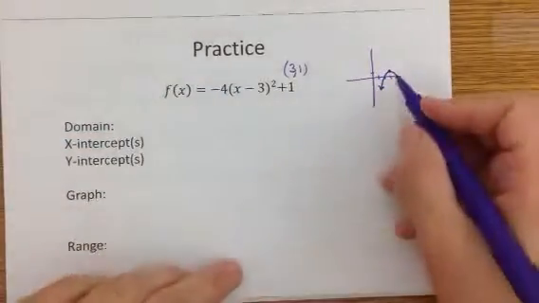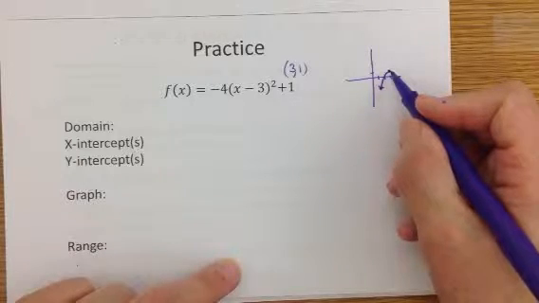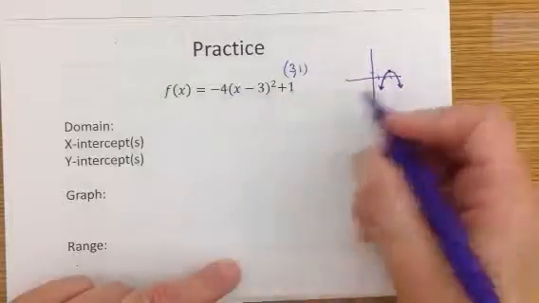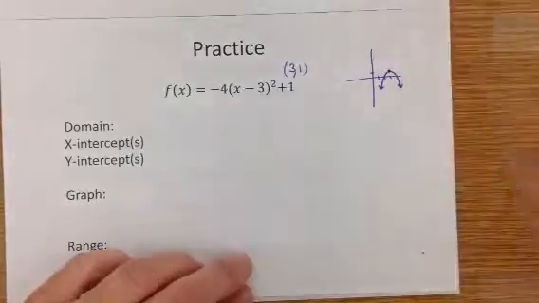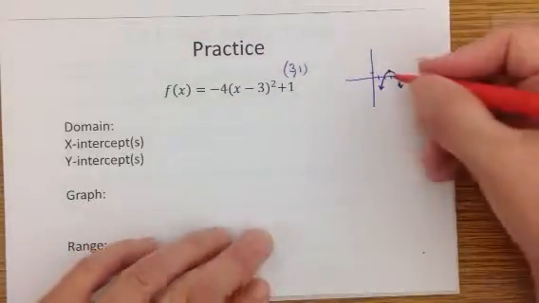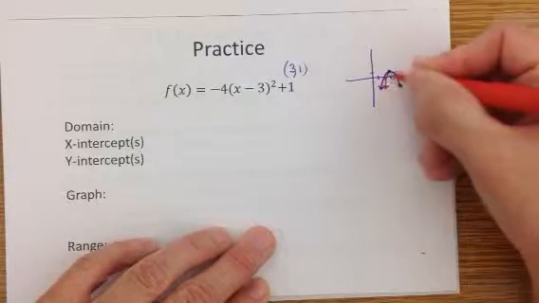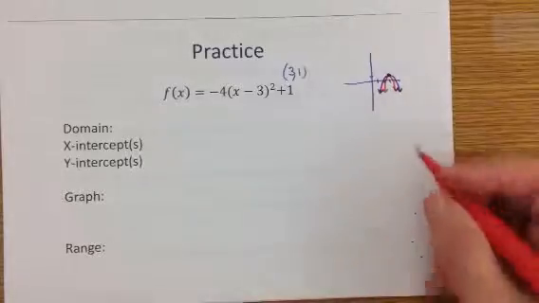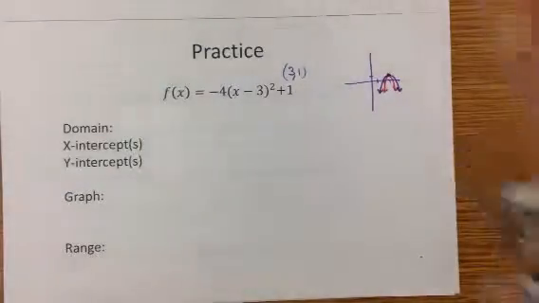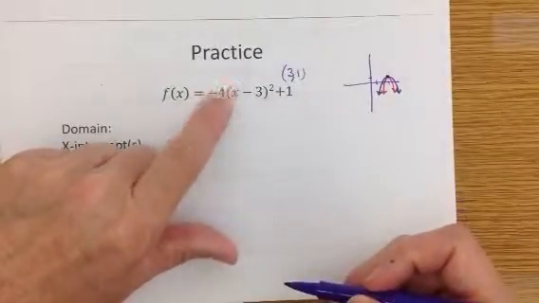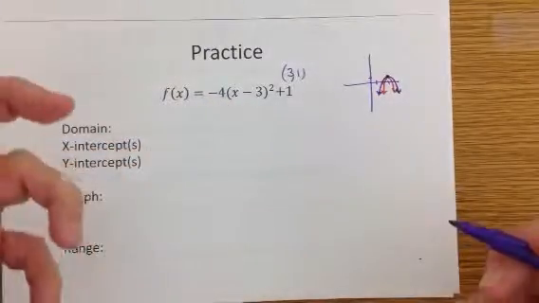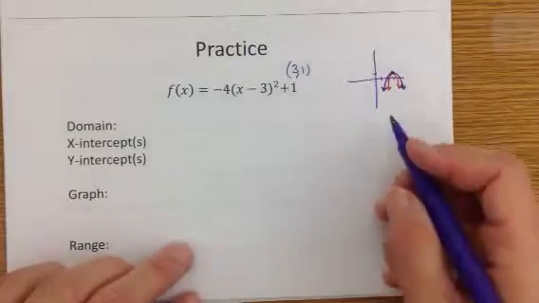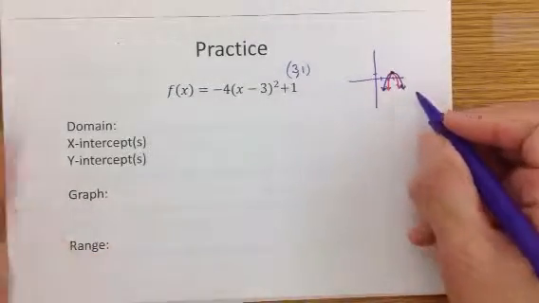For now, I will be really happy if this is what you can draw right now. I will be thrilled if you know that your vertex is at 3, 1, and you know it's upside down. Hopefully you recognize that you might want to draw one a little bit skinnier. That would actually be really nice if you did that. That would show me that you know that this guy is a little skinnier, because it's a big number. Remember, the big numbers make it skinny, the fractions make it fat, kind of opposite of what you want to think.